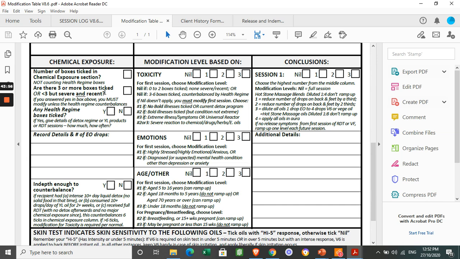Let's go over to where we're going to modify this information, because chemical exposure, remember, relates directly to toxicity, okay? The emotions relates to the emotions, and age other is something we'll cover in just a minute. So coming up to toxicity, it says here, for the first session, choose the modification level nil if 0 to 2 boxes are ticked, none are severe or recent, or nil if 3 to 6 boxes are ticked, but they're counterbalanced by the health regime.